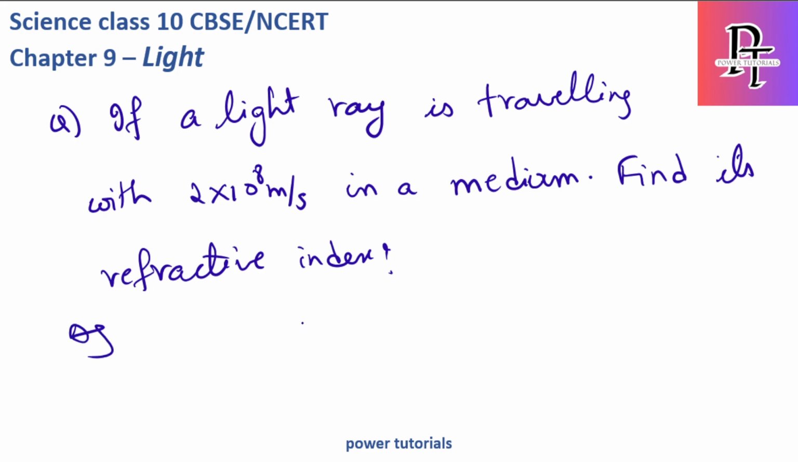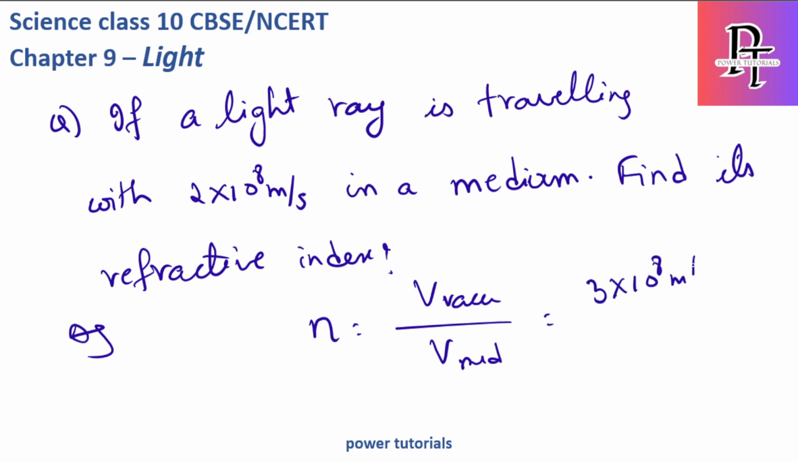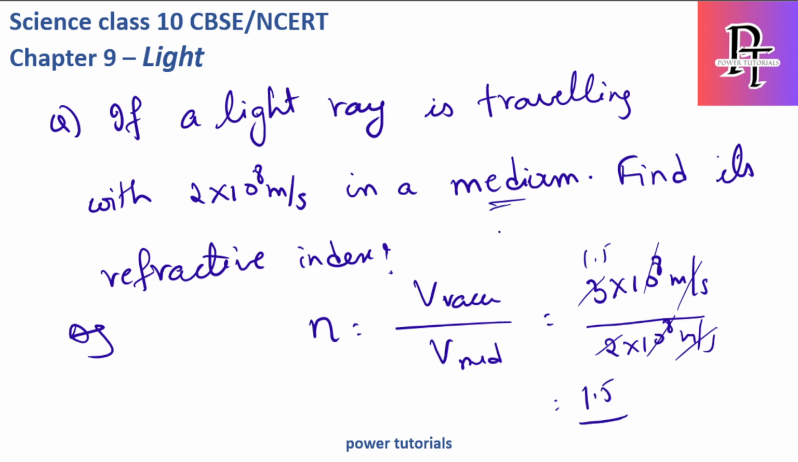Okay, so for this the formula is simple. Refractive index is equal to velocity of light in vacuum by velocity of light in that particular medium. So here velocity of light in vacuum we know, which is 3 into 10 to the power of 8 meters per second. The velocity of light in this medium they have mentioned is 2 into 10 to the power of 8. So if I divide these two, 10 to the power of 8 cancels, meters per second cancels, 3 by 2, which is 1.5. So the refractive index of the medium which they provided is 1.5.